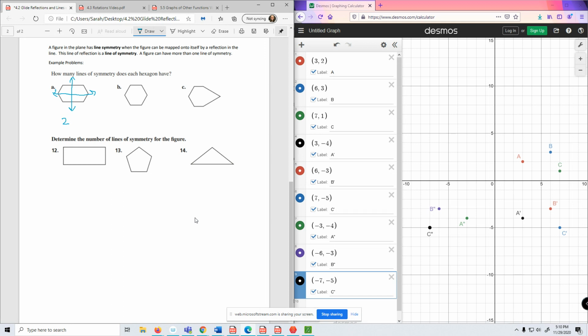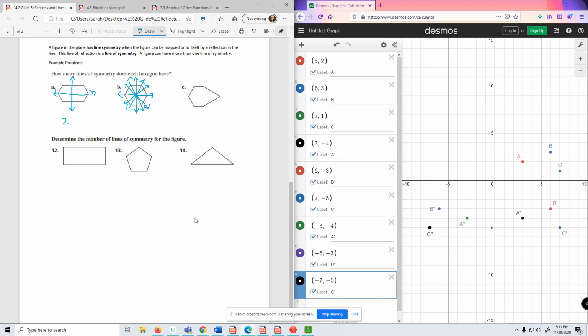For this hexagon, I can go up and down through the middle, just like I did in the last one. I can go through the middle horizontally, like I did in the last one. But there's lots of other lines of symmetry too. Notice that the up and down line, the vertical line of symmetry, is halfway between two vertices. I have more of those if I go halfway between any other two vertices. My horizontal line of symmetry goes through two opposite vertices. That is true for any other opposite vertices I have.